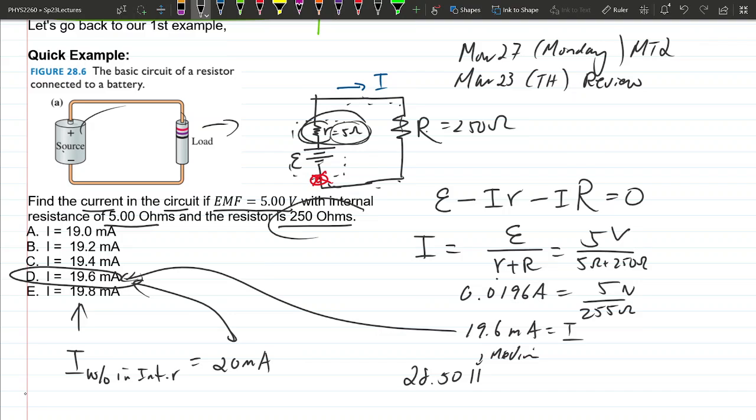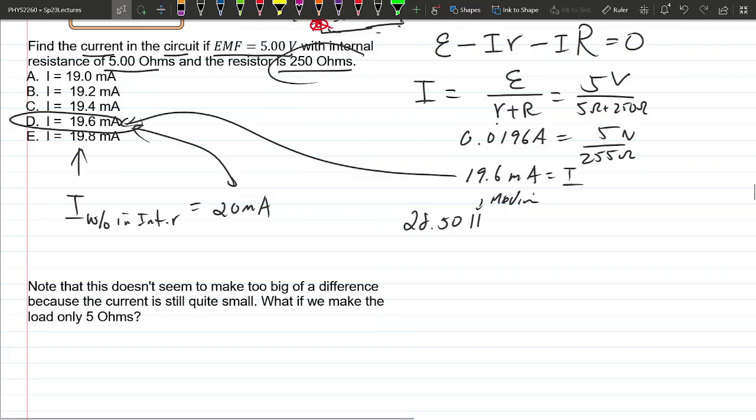Is that right? So, what's the big deal about this? Why do we worry about this internal resistance thing?